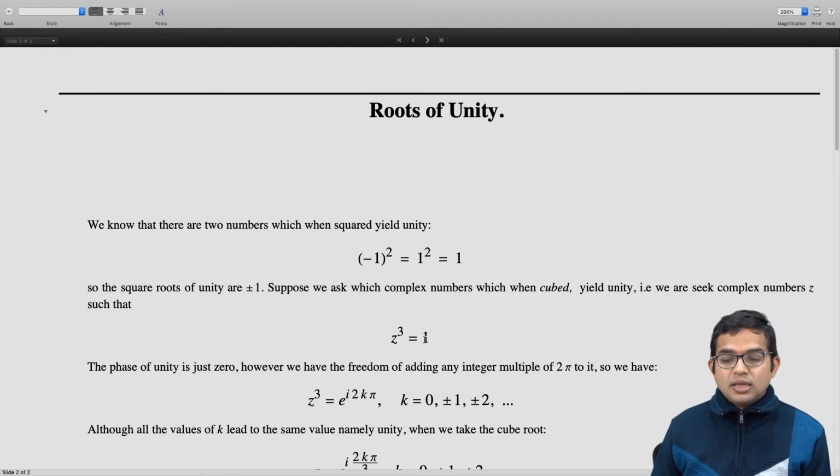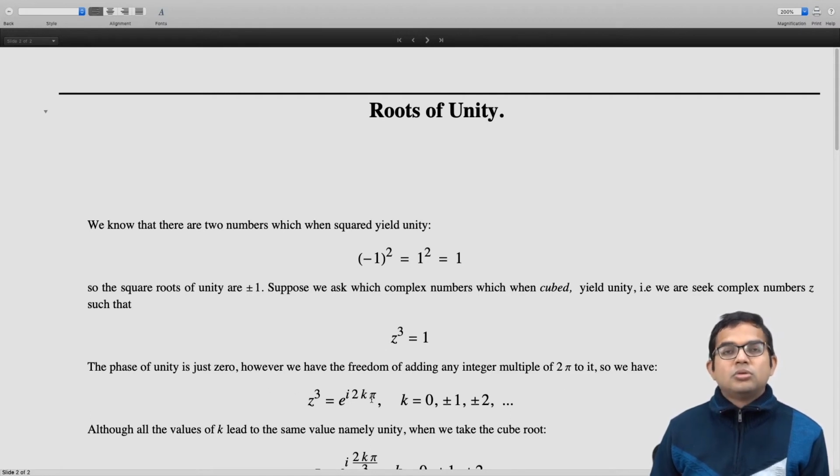Phase or argument. We have seen that the argument of any complex number is not unique, right? If 0 is an argument, then so is 2 pi, then so is 4 pi, and so on. You have the freedom to add as many 2 pi's as you want. So we write z cubed is equal to e to the i 2k pi, where k can be 0, plus or minus 1, plus or minus 2, and so on. It doesn't matter which value of k you choose on the right hand side, all of them will give you just 1.